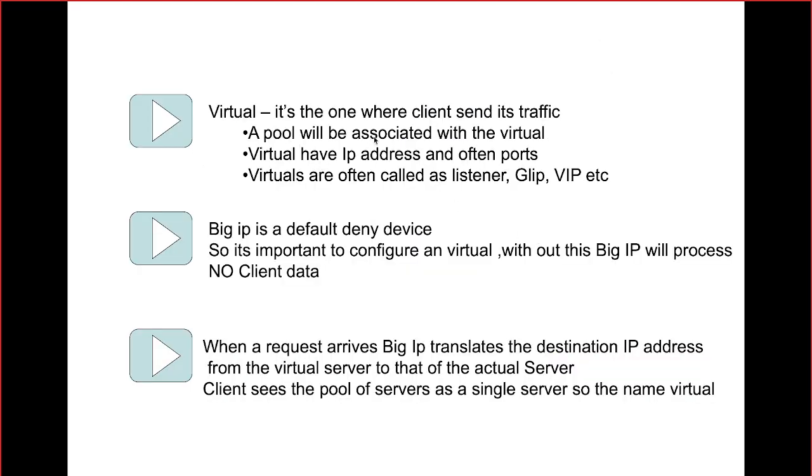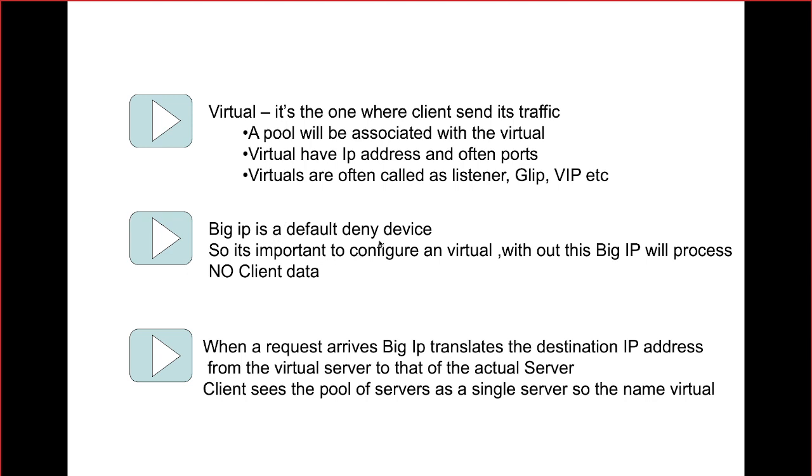Basically, what happens? It is the one where the client is going to be sending their traffic. A pool will be associated with the virtual server. A virtual server has an IP address and often ports. A virtual server is often called a listener, right? Listener. Okay, so keep that alone in your mind. Forget about this glip and whip. I'll tell you about this a little later, so that you will not be confused.